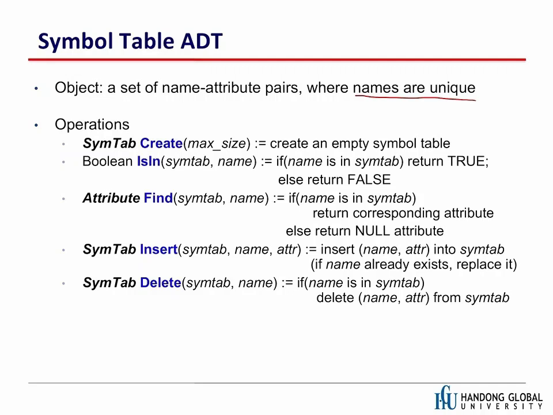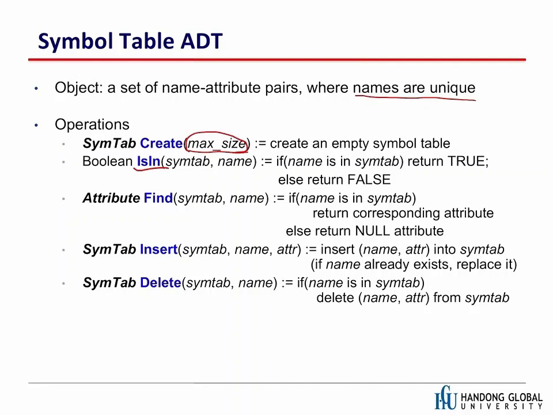Then in this abstract data type, we have a couple of operations. First one is create. Obviously, create will make an empty symbol table, and as a parameter, we can get the max size. So this defines the size of the hash table. And the next operation is kind of a brand new operation. We've never seen this kind of operation before with other data structures.